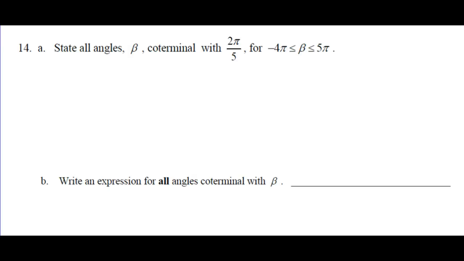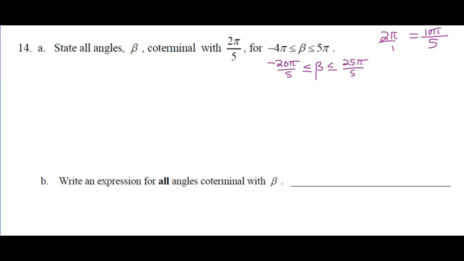State all angles beta coterminal with 2 pi over 5 from negative 4 pi over 5 to 5 pi. Okay, negative 4 pi. If I want to write that over 5, what does it become? 20. So it's negative 20 pi over 5. And if I want to write 5 pi with a 5 on the bottom, what does it become? 25 pi over 5. Okay, that makes life easy. And then 2 pi is equal to what? 10 pi over 5.